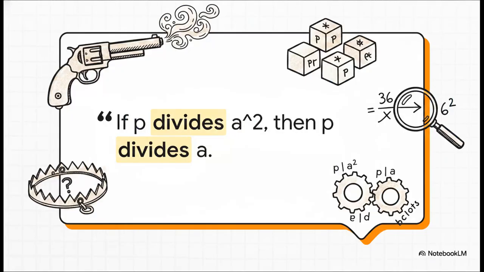Well, before we spring our logical trap to catch an irrational number, we need a smoking gun. And that is Theorem 1.2, which comes directly from our prime building blocks. It simply states that if a prime number p divides a perfect square, let's call it a squared, then that exact same prime number must also divide the root, a. For example, if the prime number 3 divides 36, which is 6 squared, then 3 absolutely must also divide 6. This is a simple but really profound rule, and it's about to be our secret weapon.